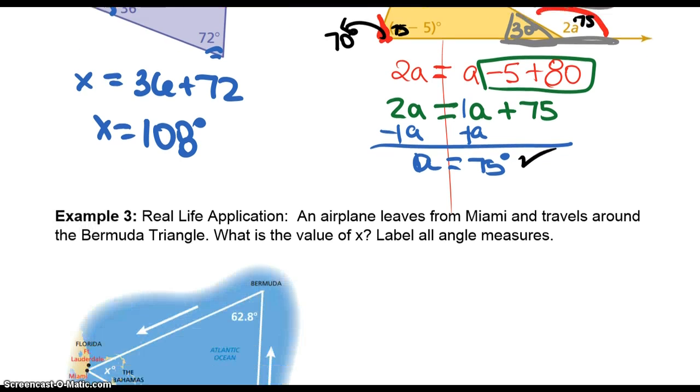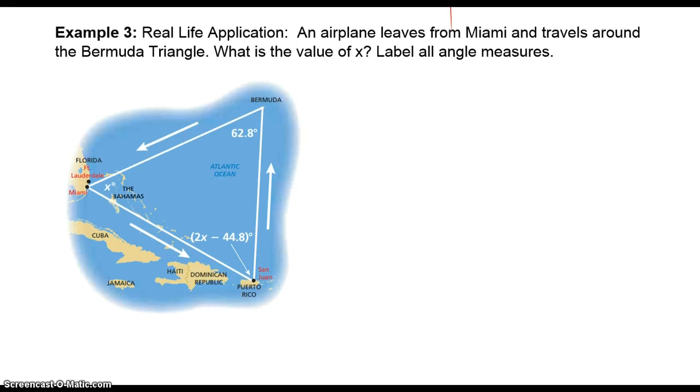Okay, the next problem is example 3. An airplane leaves Miami and travels around the Bermuda Triangle. What is the value of X? You'll have to find out why it's traveling around the Bermuda Triangle. What is the value of x? And then label all the angle measures. So here's x down here, what we're looking for.